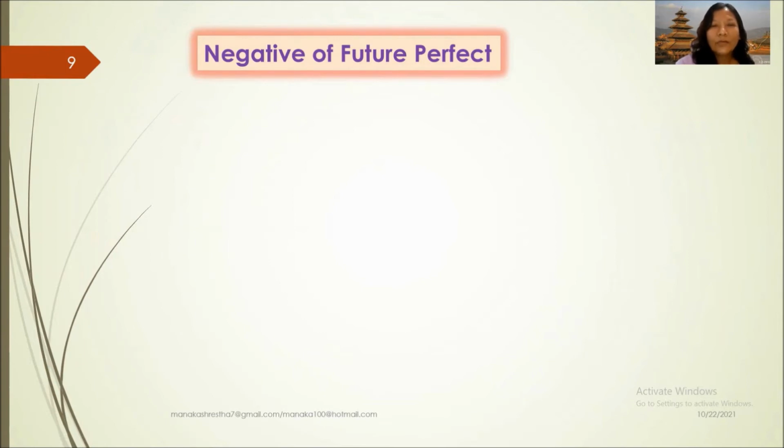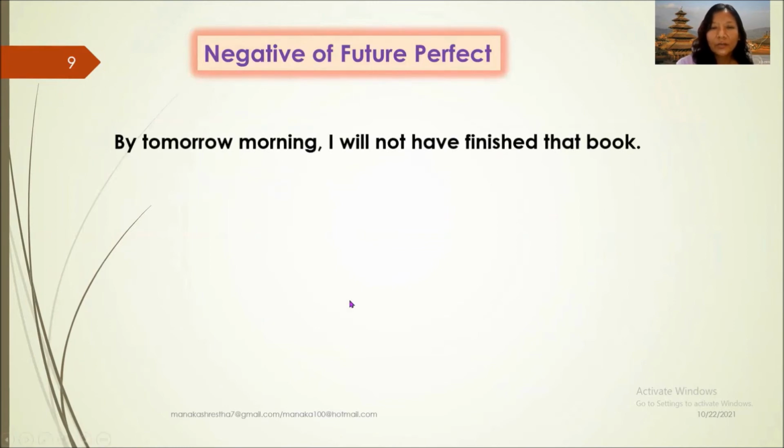Now, the negative of future perfect tense: how to form a negation. For example, you can see the example here, and then you will know how to form a negation. By tomorrow morning, I will not have finished that book.